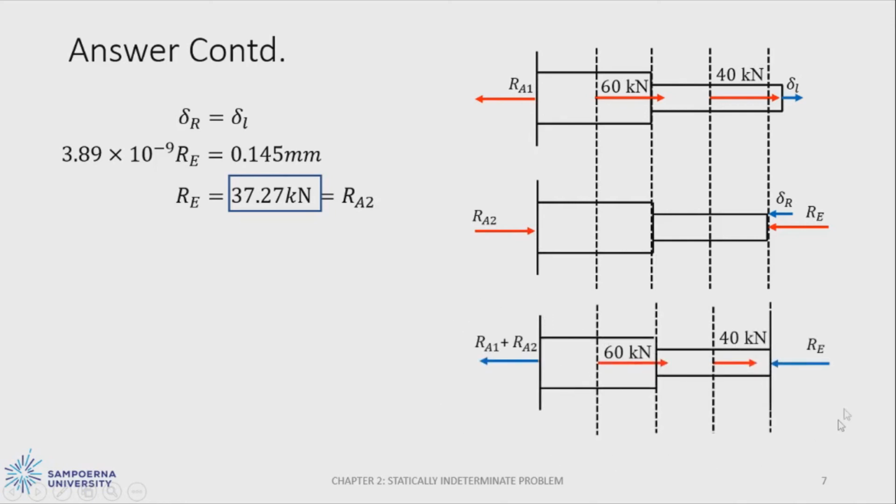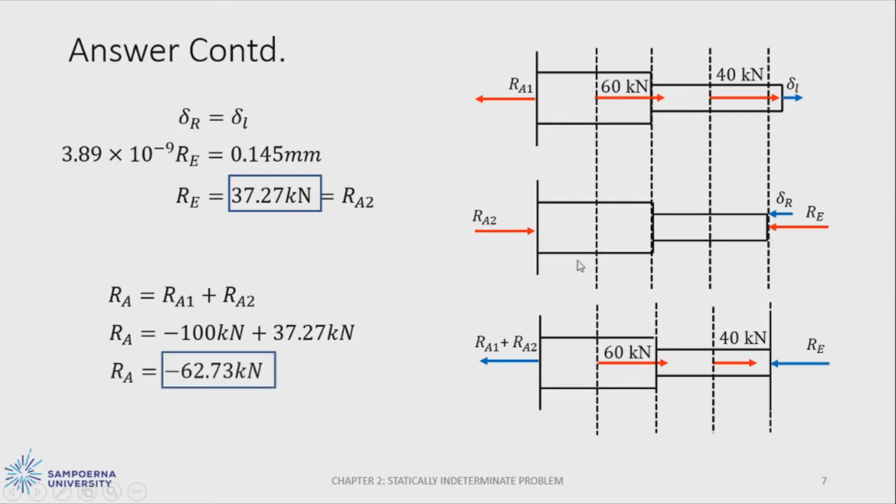So we obtain RA at this point. We add up RA1 and RA2, and RA is minus 100 kilonewton because this one goes to the left, and the RA2 is 37.27 because it goes to the right. And we obtain RA equal to minus 62.73 kilonewton, negative, which means RA is going to the left.